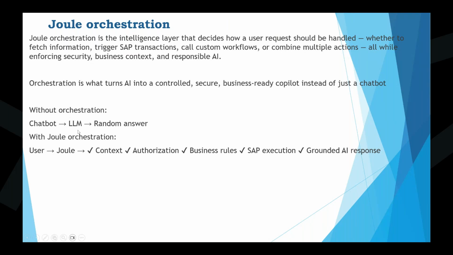Without orchestration, the chatbot or LLM will pick a random answer. But with Joule orchestration, the request goes to the exact context, the authorizations, business rules, SAP execution, and a grounded AI response. That is how orchestration takes care of it. If not, you'll get a random answer.